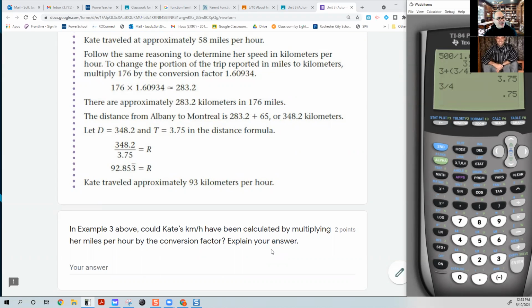Oh my gosh, what do I have going on out there? Sorry about that. Think about how, if this miles per hour could be converted to kilometers per hour just by using the conversion factor. Let me go turn that down.